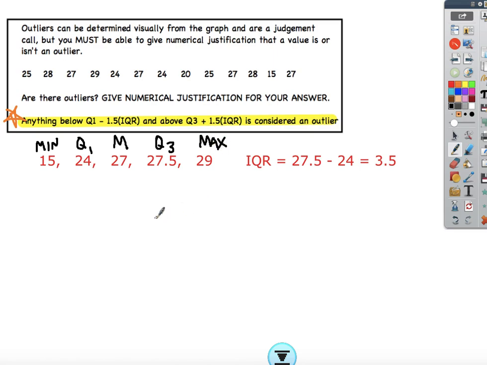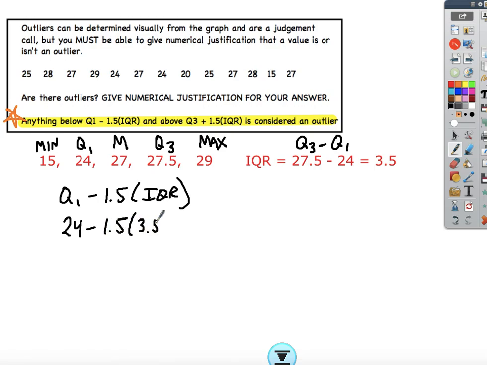So if I want to find outliers, I need my IQR, which is my Q3 minus Q1. So my IQR is 3.5. So if I do Q1 minus 1.5 times the IQR, that would be 24 minus 1.5 times 3.5. All right, so figure out that lower bound. So put that in your calculator. And you're going to get 18.75. So anything below 18.75 would be an outlier.